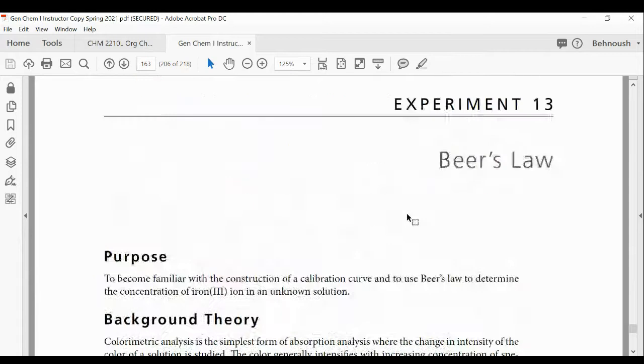Today's experiment is Beer's Law. The purpose of the experiment, again, is to learn what a calibration curve is and to be able to construct a calibration curve. The second purpose of this experiment is to determine the concentration of an unknown solution.